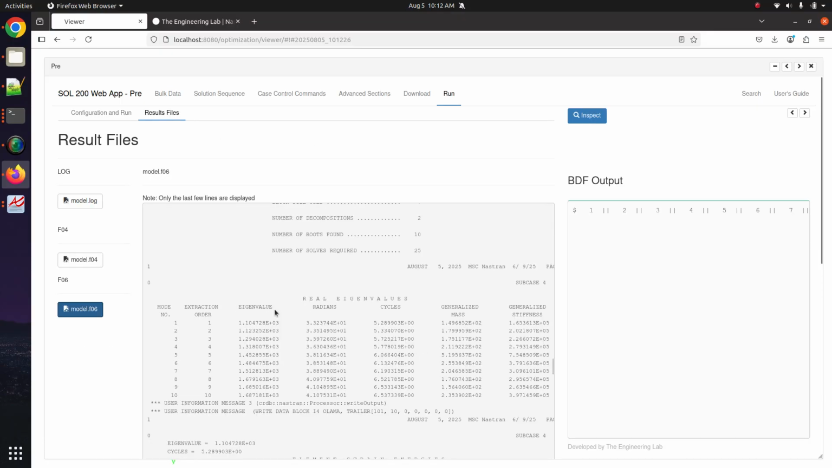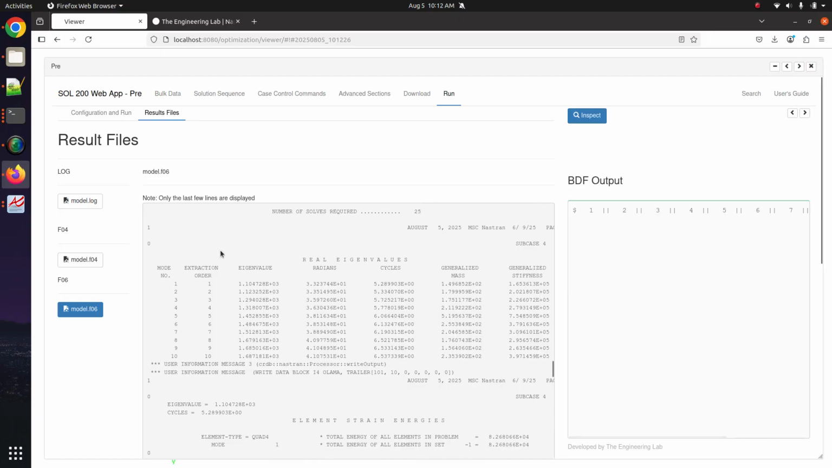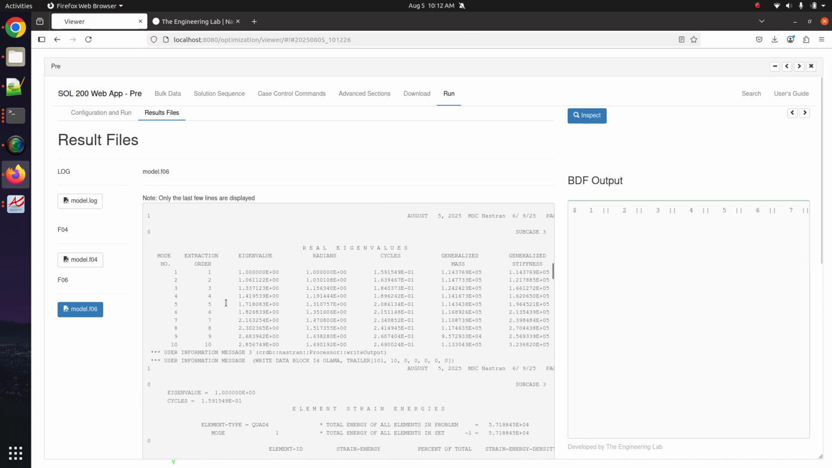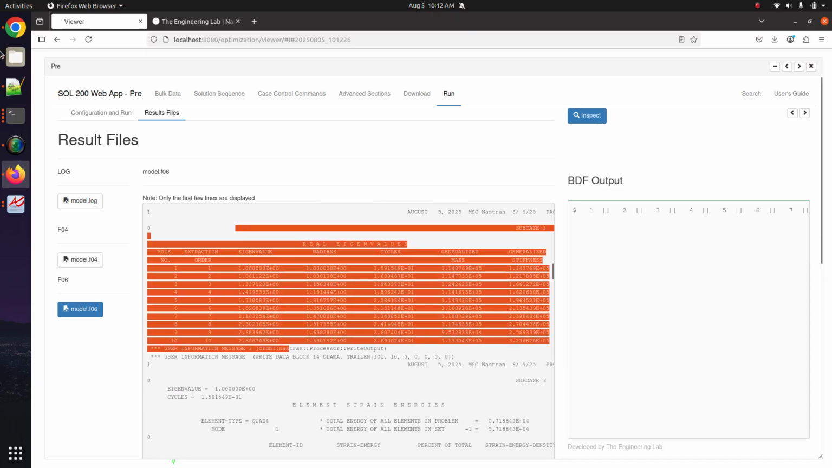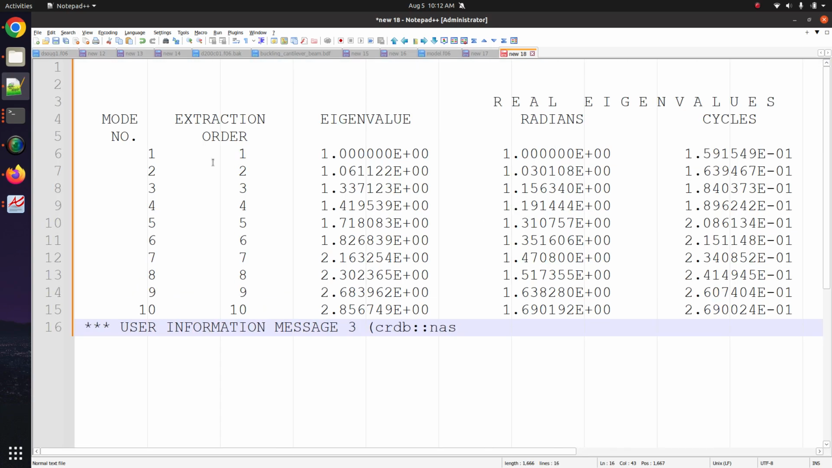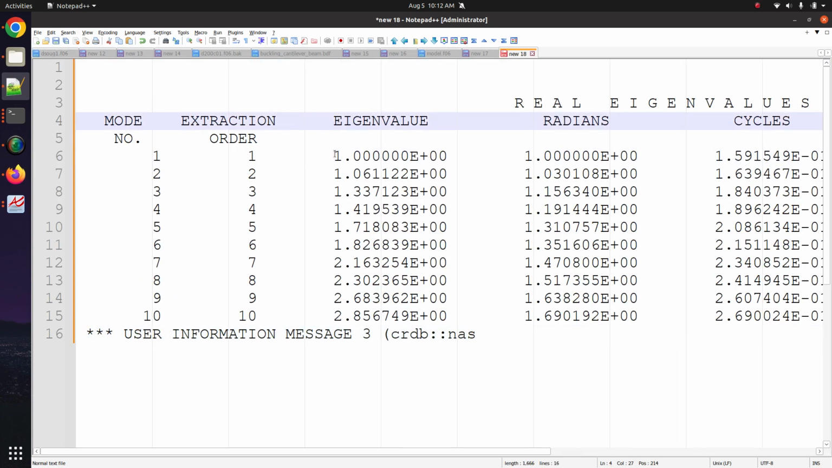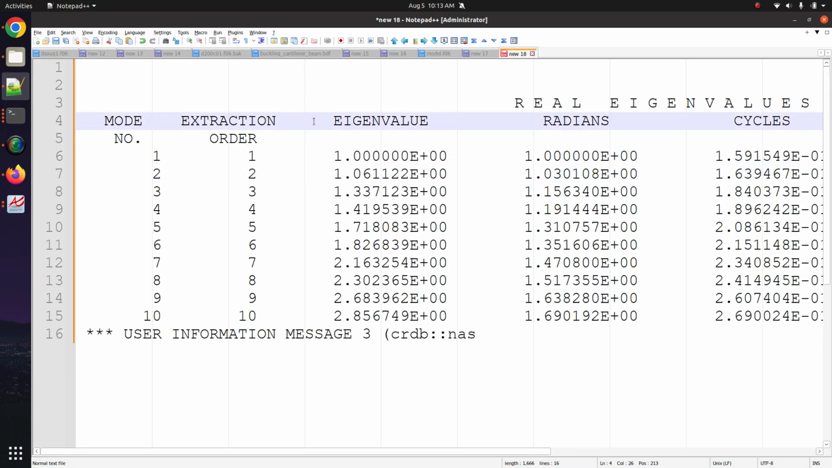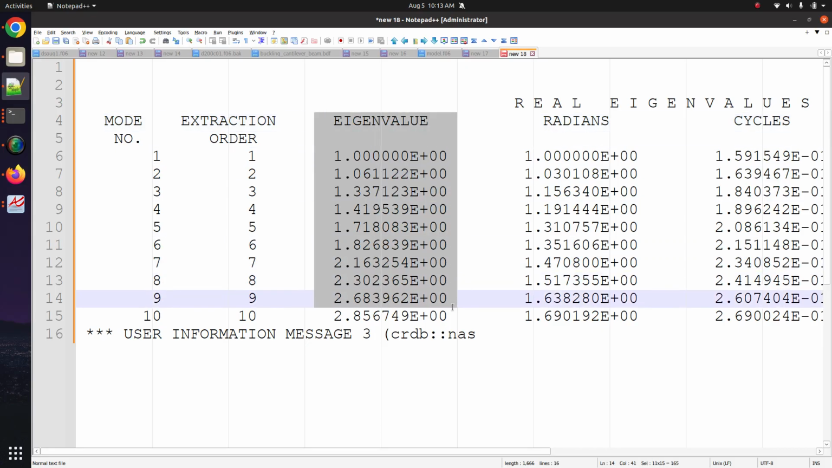So let's go look at the results. And then that's subcase 4. Let's go and look for subcase 3. Okay, here. So let's go ahead and copy this table here. And look what's happened to the first eigenvalue. Remember, we took the load, we multiplied it by the buckling load factor. Then we went back to the analysis and we scaled it by that factor, 242. We're right on the edge of buckling. And now look at our new buckling load factor. It's 1. We're right on the edge of buckling.